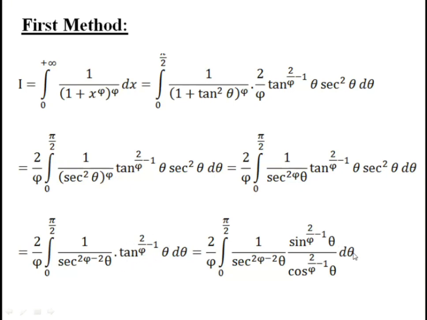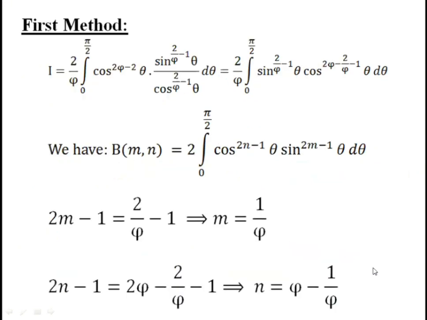Now instead of tangent, we will put sine over cosine. And so I equals 2 over 5 multiplied by sine to the power 2 over 5 minus 1 of theta over cosine to the power 2 over 5 minus 1 of theta. So here's I. Then after simplification, we get cosine of 2 phi minus 2 minus 2 over phi plus 1 of theta d theta. So I becomes 2 over phi times the integral from 0 to pi over 2 of sine 2 over phi minus 1 of theta multiplied by cosine 2 phi minus 2 over phi minus 1 of theta d theta.